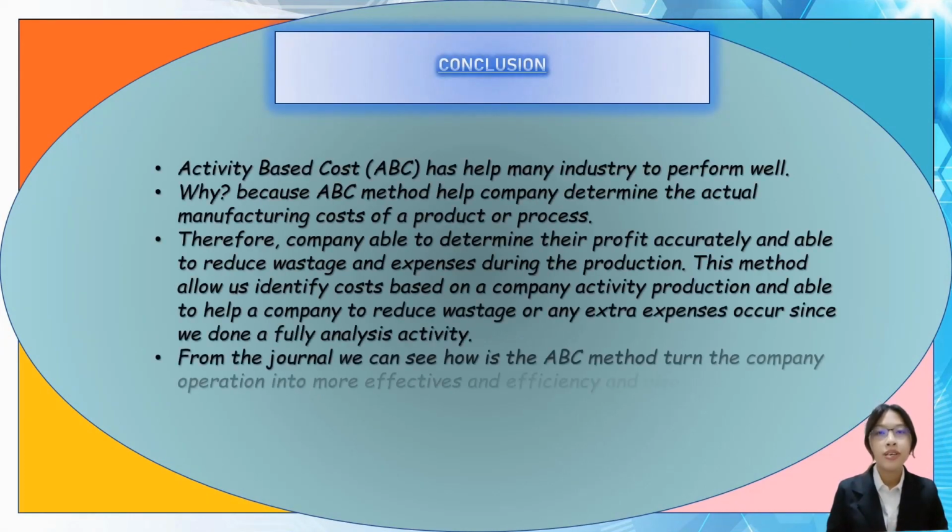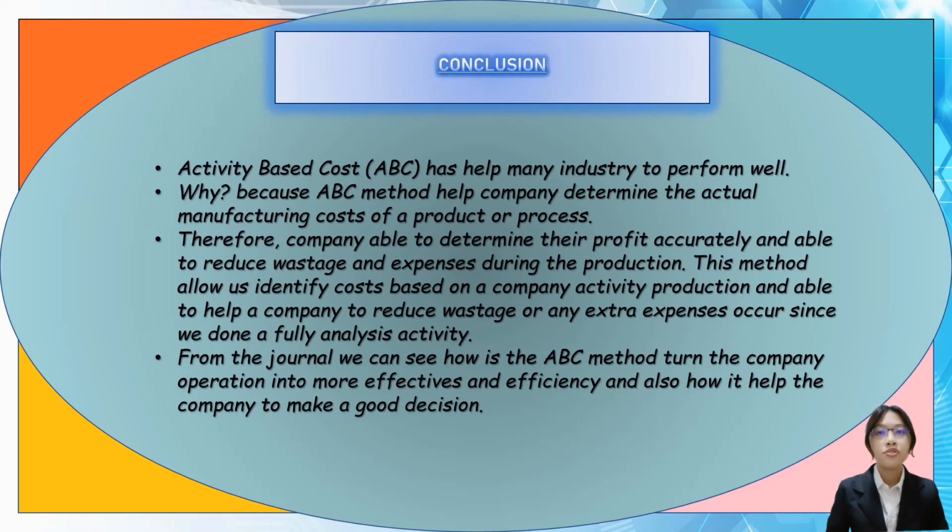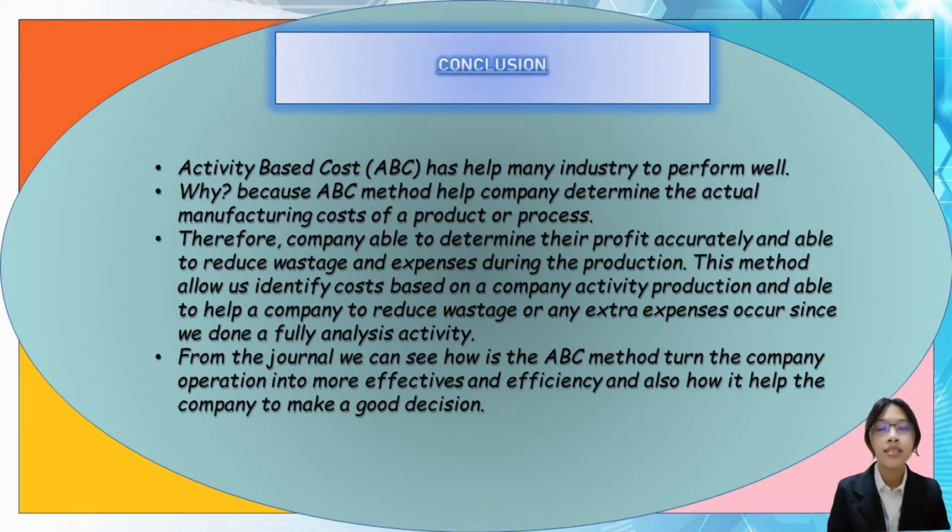Let me summarize the key points of this journal. Throughout this journal, we can clearly see that the activity-based costing system brings a lot of advantages and benefits to the industry. The industry is able to perform well and finally achieve its goals. The system helps the company to determine the actual manufacturing cost of a product or service. Besides that, it also helps management to have a better understanding of each activity and a better cost estimation tool.